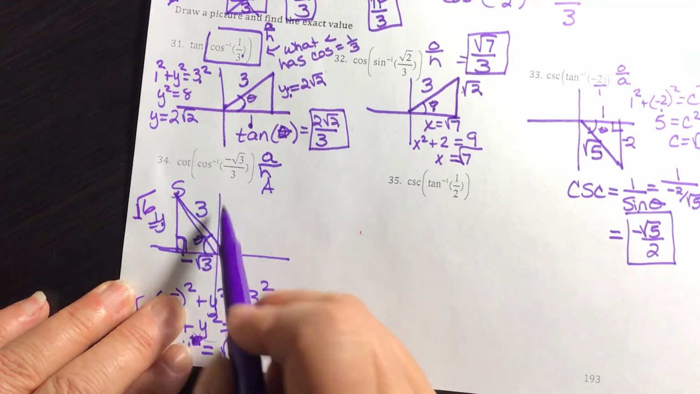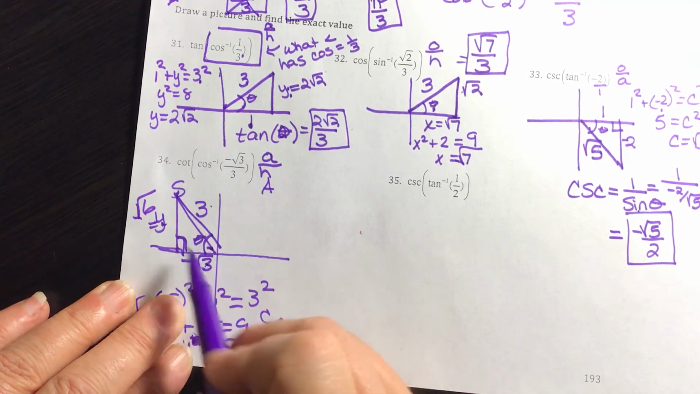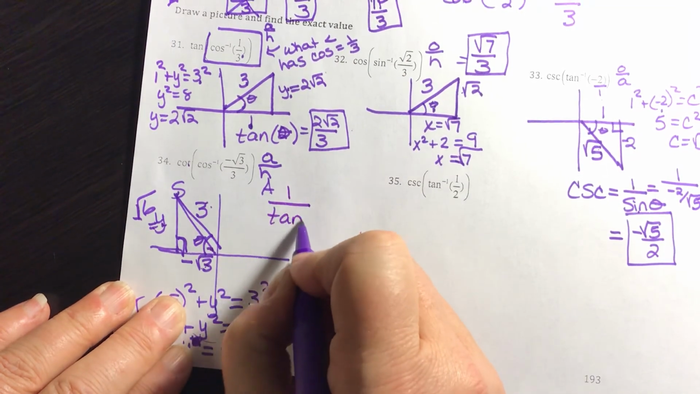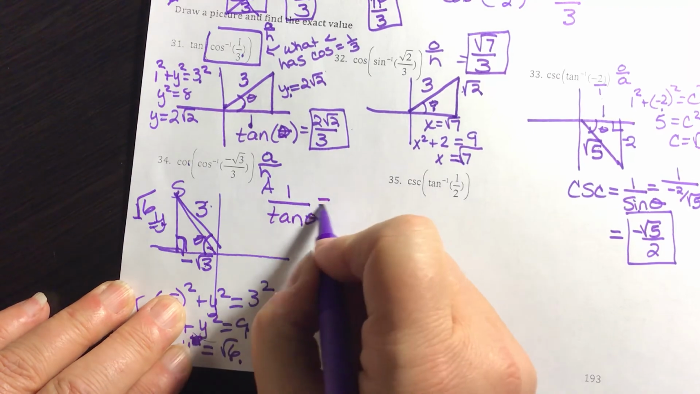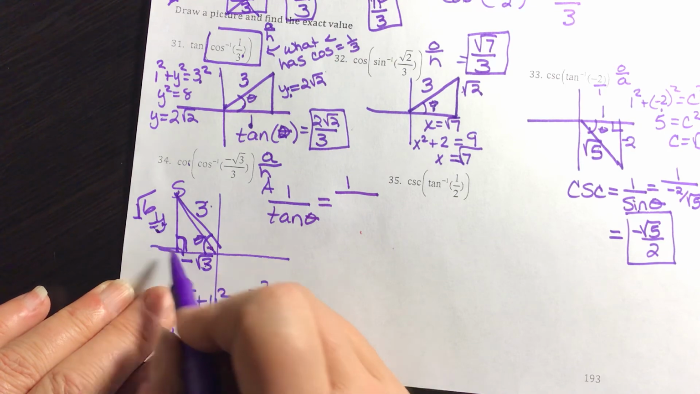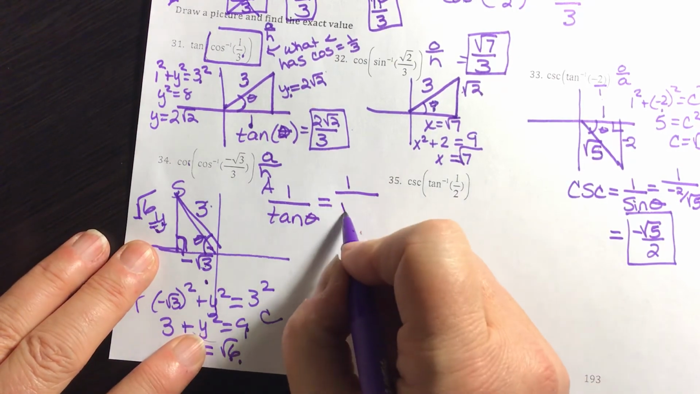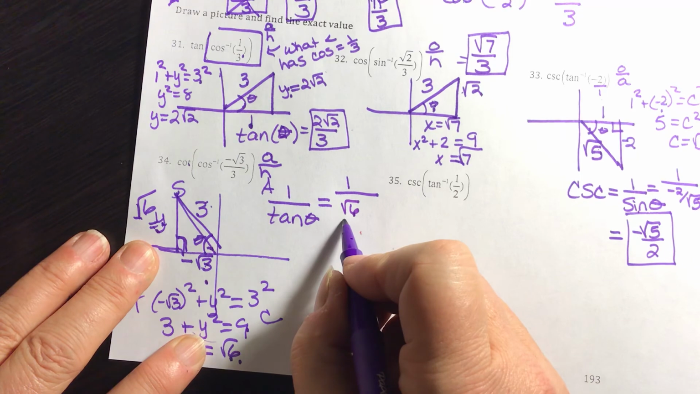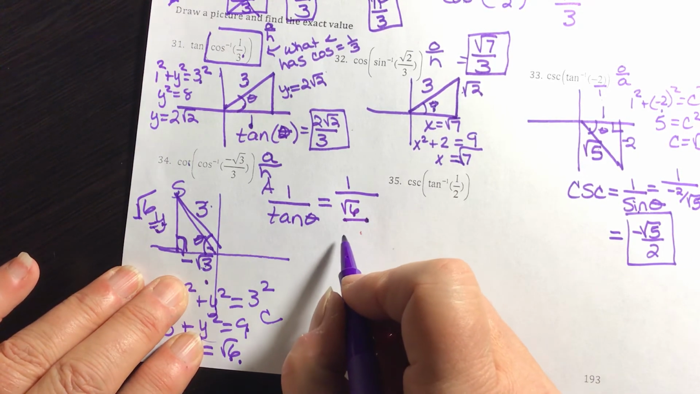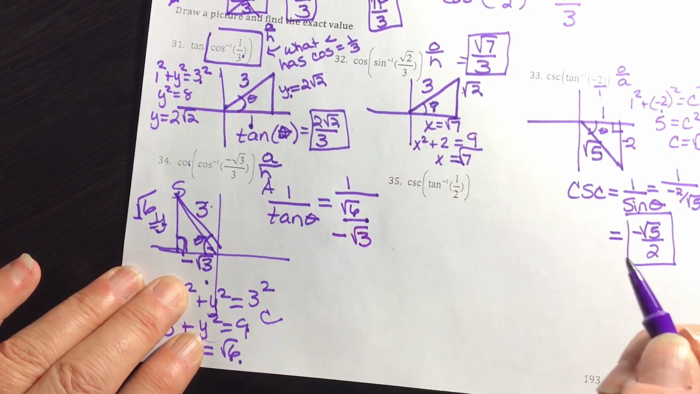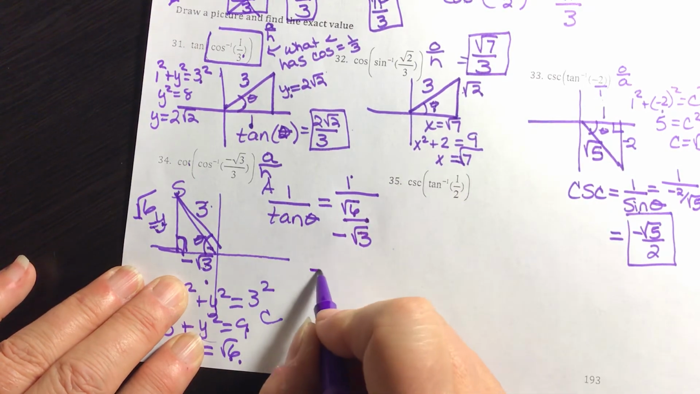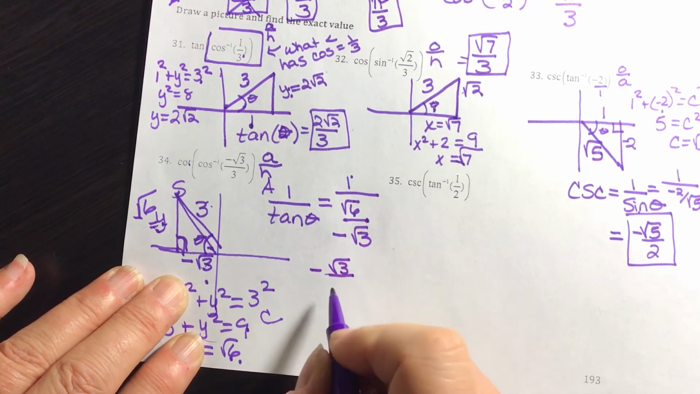Cotangent of this same angle. Now I know all the sides. Now I can find cotangent, which is 1 over tangent of that angle. Tangent is the side opposite over the side adjacent. So I have the square root of 6 divided by negative square root of 3. So if I do the reciprocal 1 over that value, I have negative square root of 3 over square root of 6.